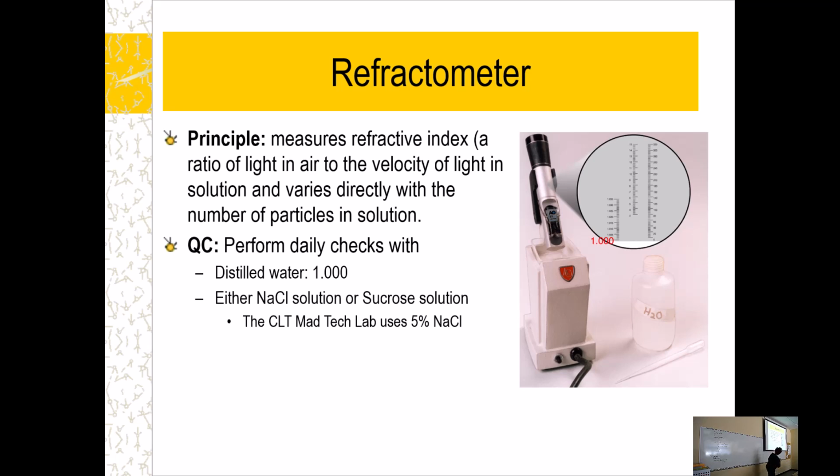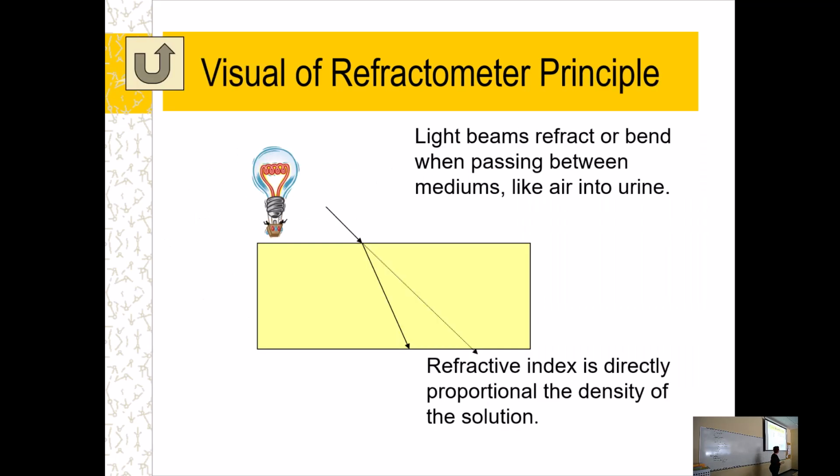The principle is we measure the refractive index, the velocity of light in air compared to the velocity of light in solution. For QC, we do this every day. Water should be 1.000, and then the sodium chloride solution, we use 5% sodium chloride, in our lab should be about 1.024. What we're looking at is the light beam refraction through the urine. That's why it's called a refractometer. Normal water would be right here, a nice straight line. We are looking for this bend in the line. The more it bends, the higher the refractometer reading.